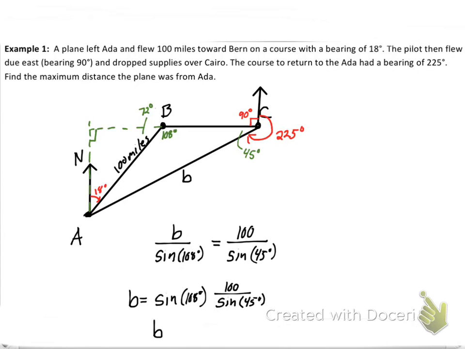Did anyone solve for B yet? What did you get? 134.5. That is exactly what I got. 134.5 miles. Done.